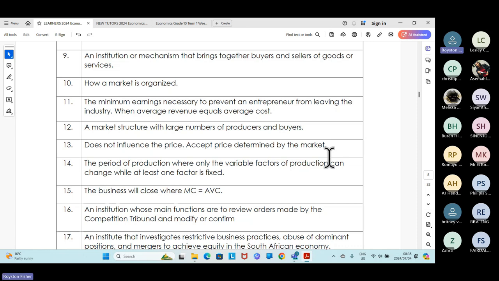St. Andrew says short run. And that's the only two answers that I've received so far. And the answer is short term. Thank you so much. Number 15.